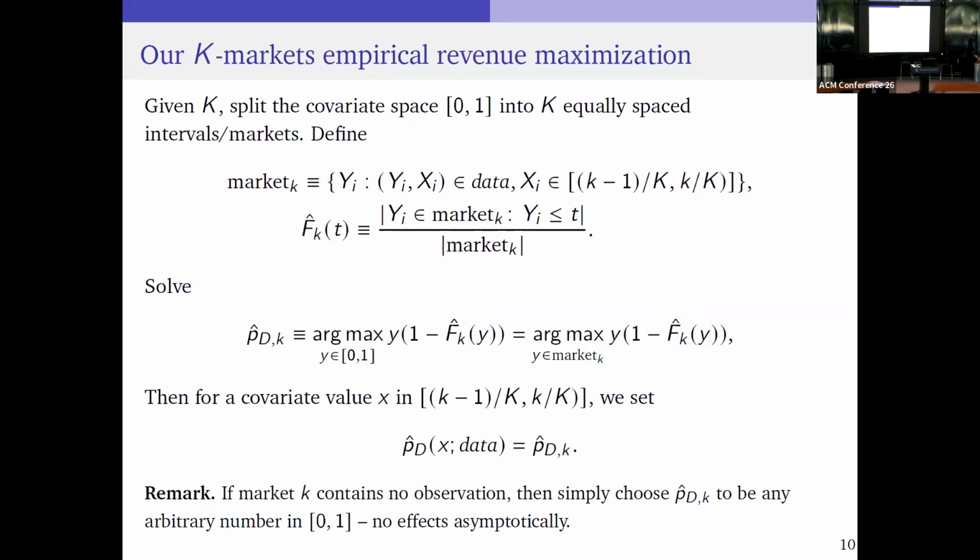Right, so basically you're looking at the values in this k-th interval, the k-th market, and then you just charge the price p_k hat that you get from this line here. Okay, here's a little remark. If you end up having a market that contains no observations, then simply choose p_k hat to be any arbitrary number in [0, 1]. Asymptotically, this has no effect. Okay, that's what we show.